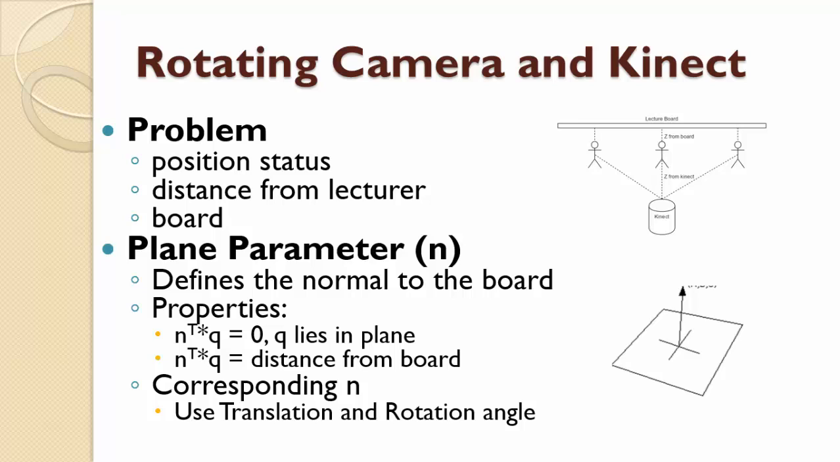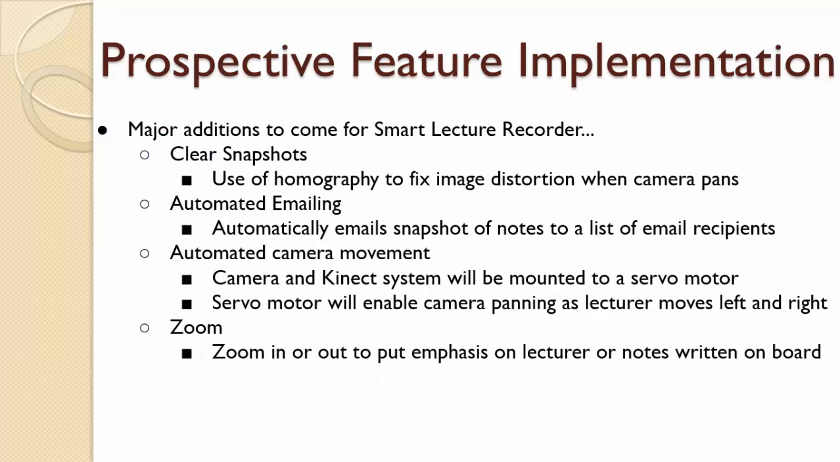When the camera rotates, we can find the corresponding normal to the plane if we know the translation and rotation angle. Although some features have been implemented in the camera system, this system is still far from complete. Major features to be implemented include clear snapshots, which uses the idea of homography in order to fix slight distortions in images when the camera is panning. This allows for quality snapshots of notes when the camera is at an angle viewing the board.